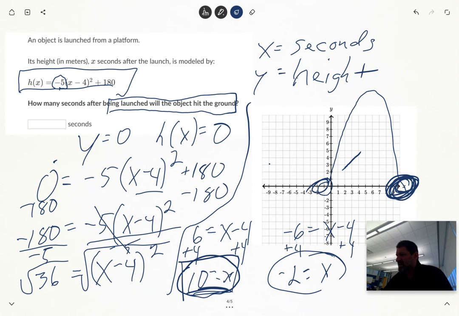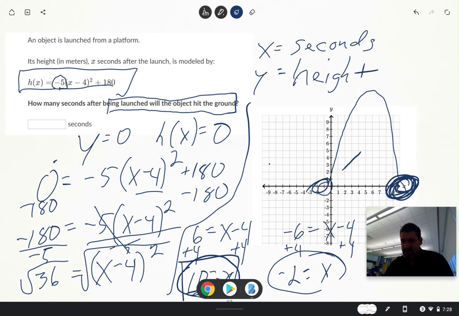Okay. And again, the name of this section, and I'll assign it, would be Quadratic Word Problems Vertex Form. And I'll be available to answer any questions. I know it was kind of quick.